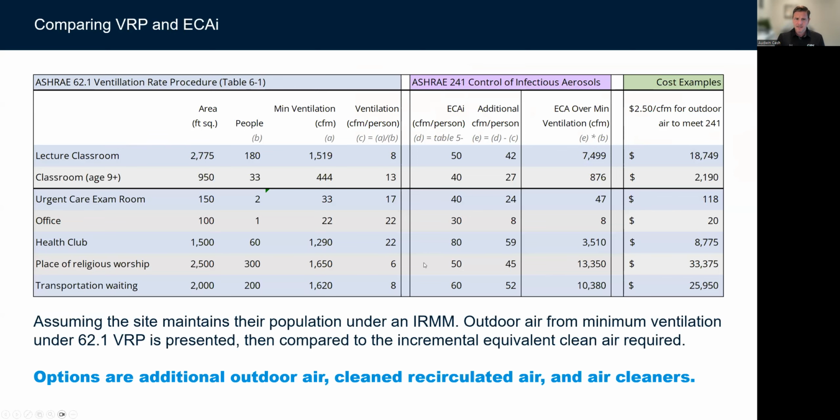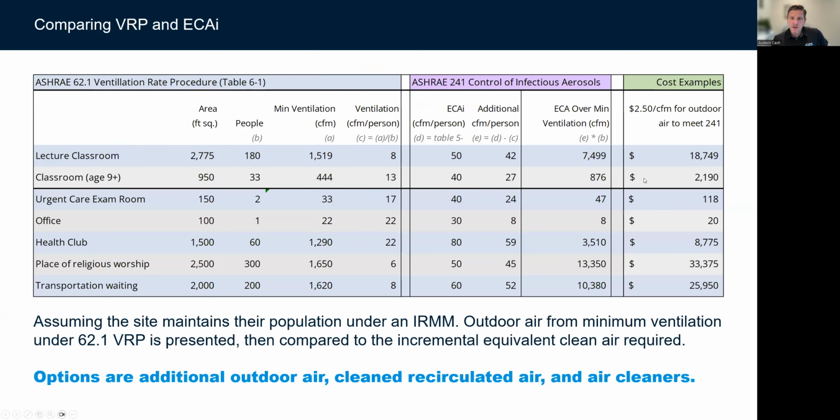To put this in context around the ventilation rate procedure, this is just directional to make the point. I take that classroom. If you look at classroom age 9, it's underlined. 33 people, 13 CFM per person if I follow the ventilation rate procedure to a T. Sometimes we oversize a little bit for safety factor, that's fine, so that's why I said 13 to 15. You need to get to 40 from the table. That's an additional 27 CFM of cleaned air per person.